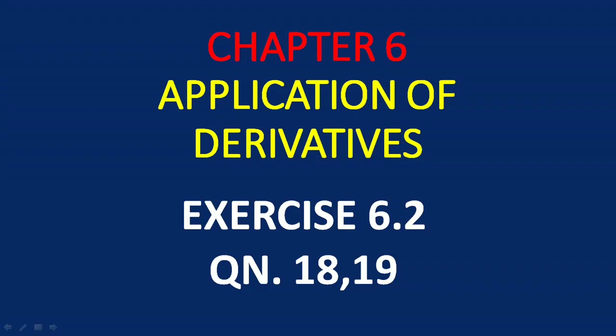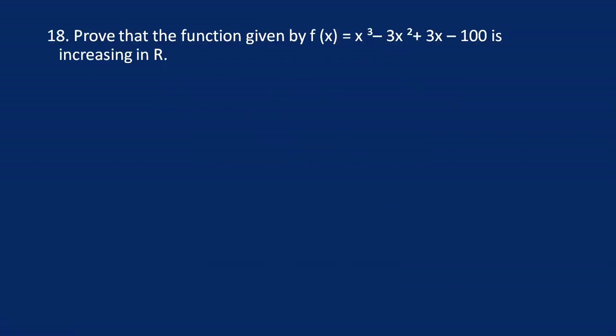Chapter 6, Application of Derivatives, Exercise 6.2, 18th question. Prove that the function given by f of x is equal to x cube minus 3x square plus 3x minus 100 is increasing in R. So we have given f of x is equal to x cube minus 3x square plus 3x minus 100. So what is f dash of x?